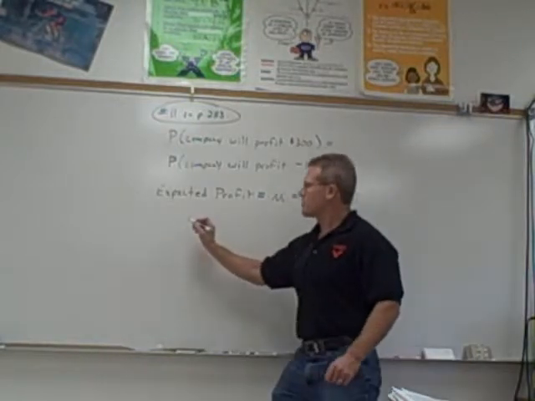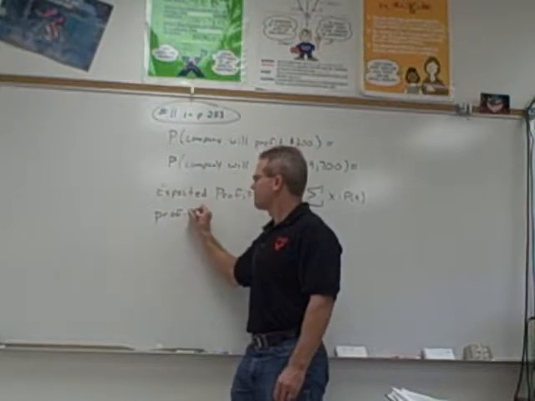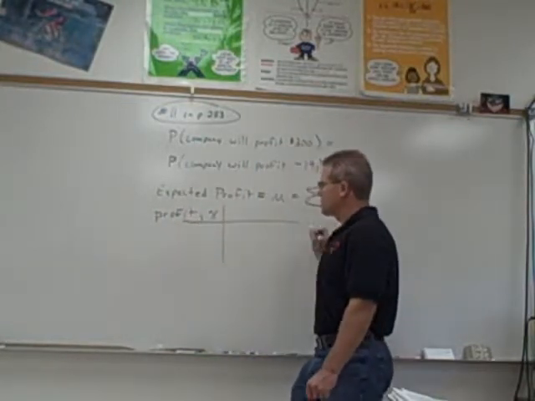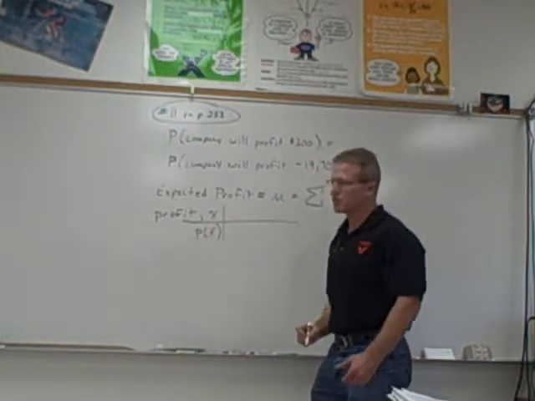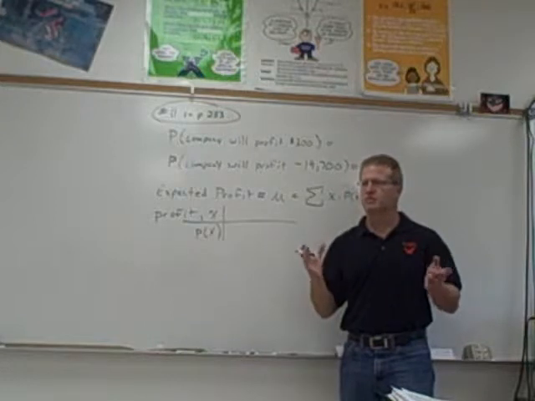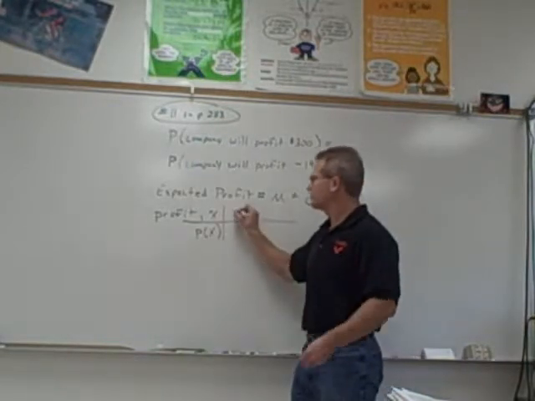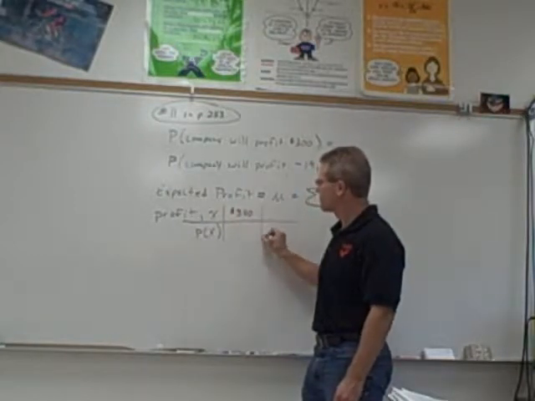Now what we're going to do is set up a probability distribution where x is the company's profit. Underneath it, I'm going to write p of x, the probability of that profit. So one situation is what's probably going to happen most of the time: the company's going to get that person's $300 and that's going to be their profit. The company makes $300 because that's what the person pays me.